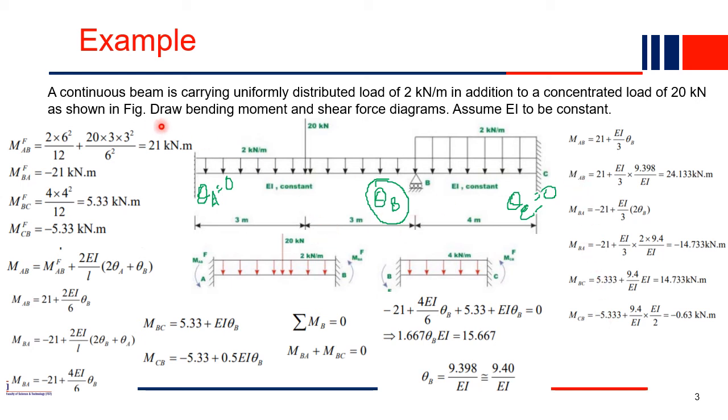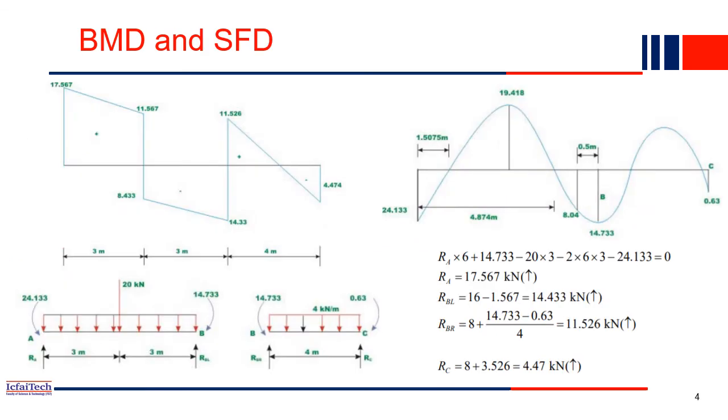So now our main objective is what? Our question asks to draw the bending moment and shear force diagram. So we have to draw a bending moment and shear force diagram. That is our main objective. Although we have computed all the moments and the slope also, theta B also we computed. So now the last part of this section is to draw the bending moment and shear force diagram.